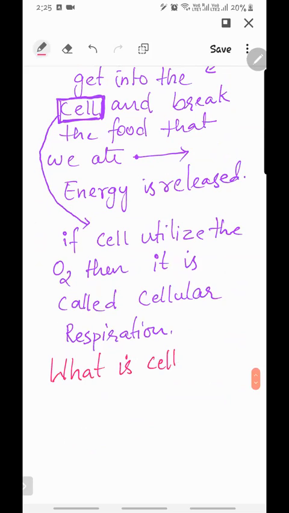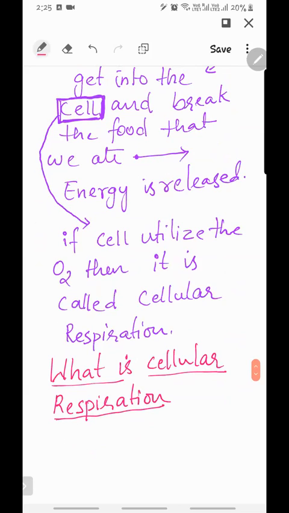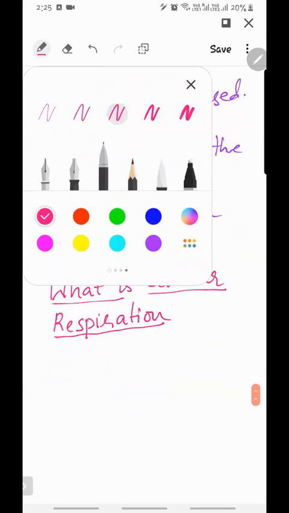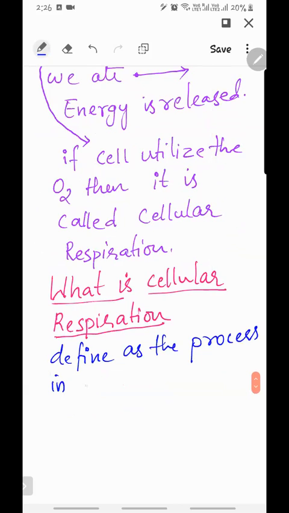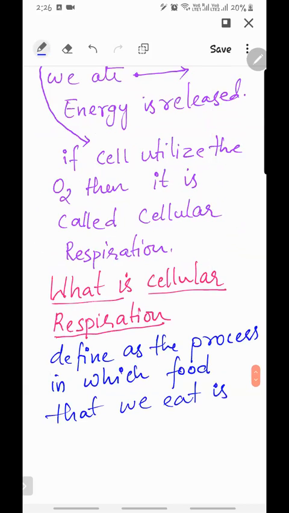What is cellular respiration? Cellular respiration we can define as the process in which food that we eat is broken down inside the cell.